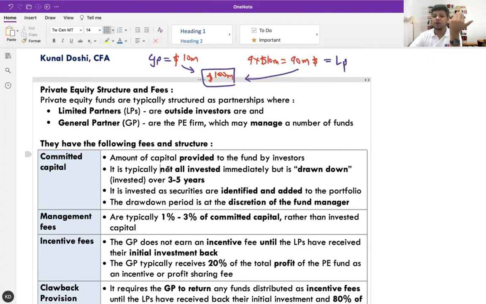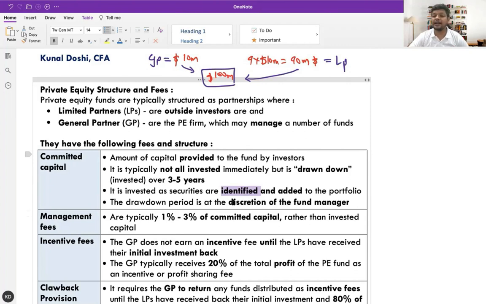And it is typical that not all invested money is put in immediately. It may be invested in stages, which can go around 3 to 5 years also, not only months, right? It is invested as securities are identified and added to the portfolio. Now, this period throughout which you will be giving me funds, you will not be giving me funds in one go. You will commit to give the funds over the period. That is called the drawdown period. The investment is called drawdown because we are going to draw down the payment. Is that clear? The capital structure.